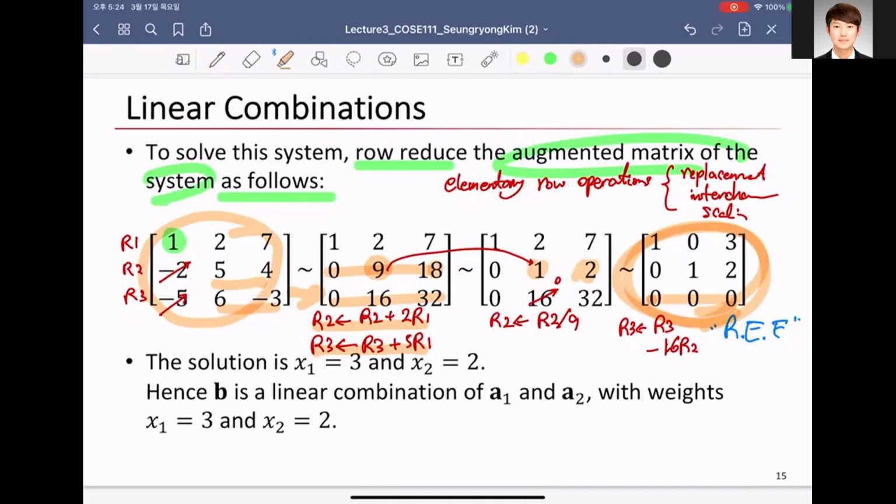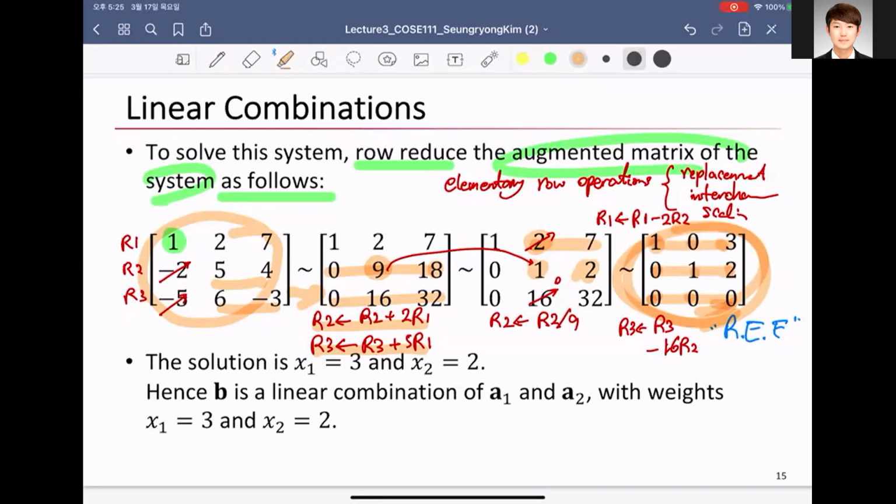One more thing is that here. So to make this one as a 0 again, new R1 is going to be R1 minus 2R2. Then we achieve here 1, 0, 0, 0, 1, 0, 3, 2, 0. So this is REF form.